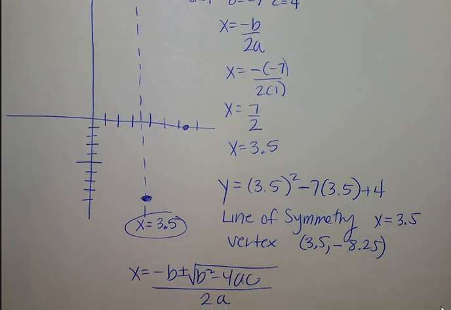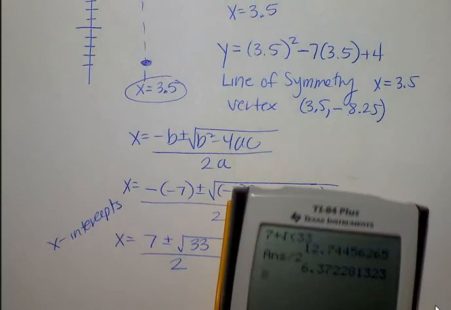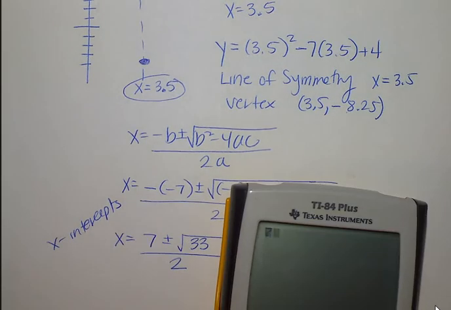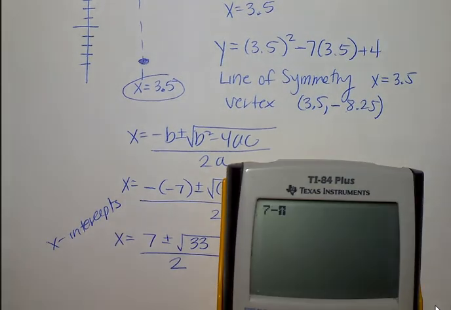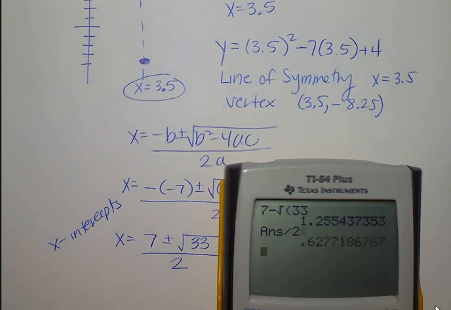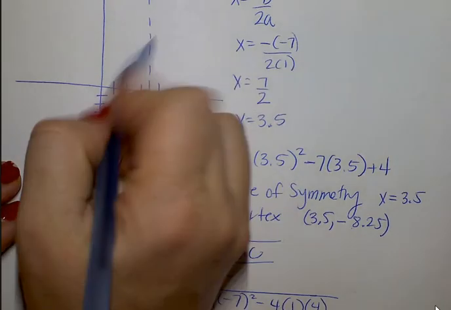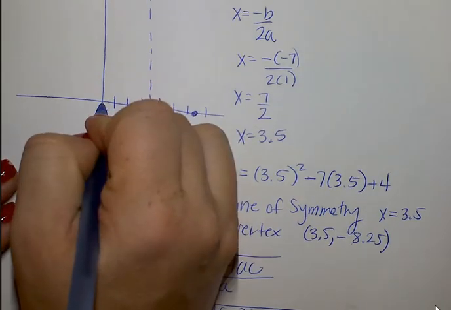I'm going to do the same thing, and this time I'm going to subtract. 7, subtract the square root of 33. Make sure to press enter. Divided by 2, press enter. And I'm going to round again to the nearest tenth, which is 0.6. So here's 1, 0, and 1, and 0.6 is right about here.